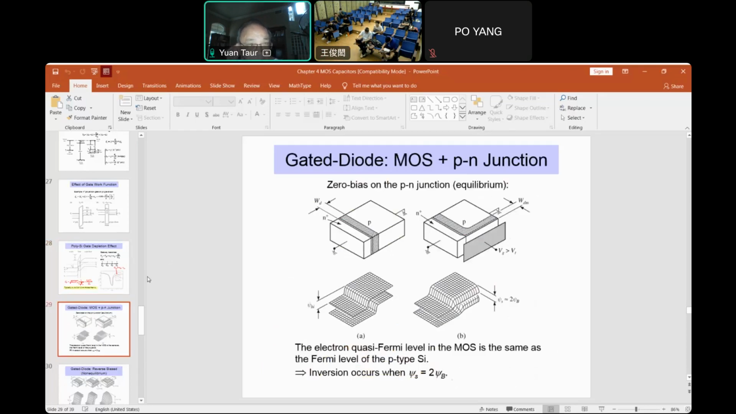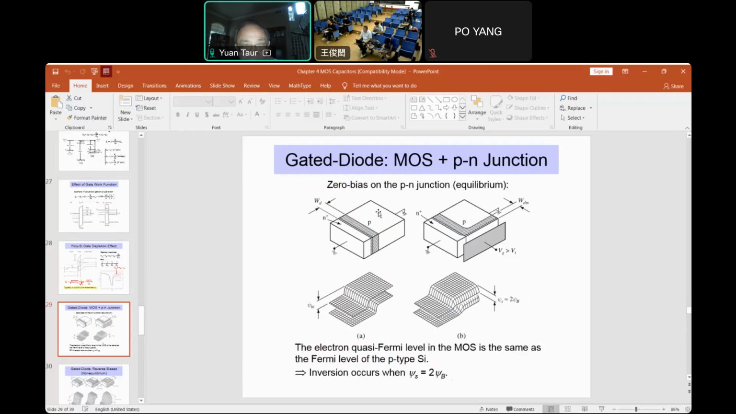Okay. Next topic is what we call the gated diode, where we put the MOS and the PN junction together, like the one shown on the top right. On the left is the MOS. In this case it shows N plus. Well, actually this is the PN junction in this direction, and then we make a MOS in the perpendicular direction. So it's like a MOSFET. The gate is here, and the source and drain.